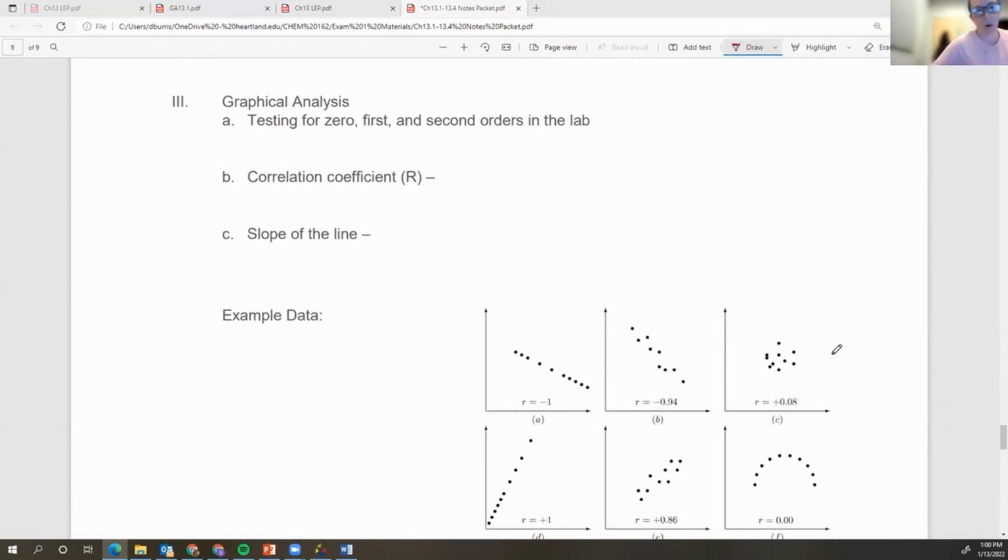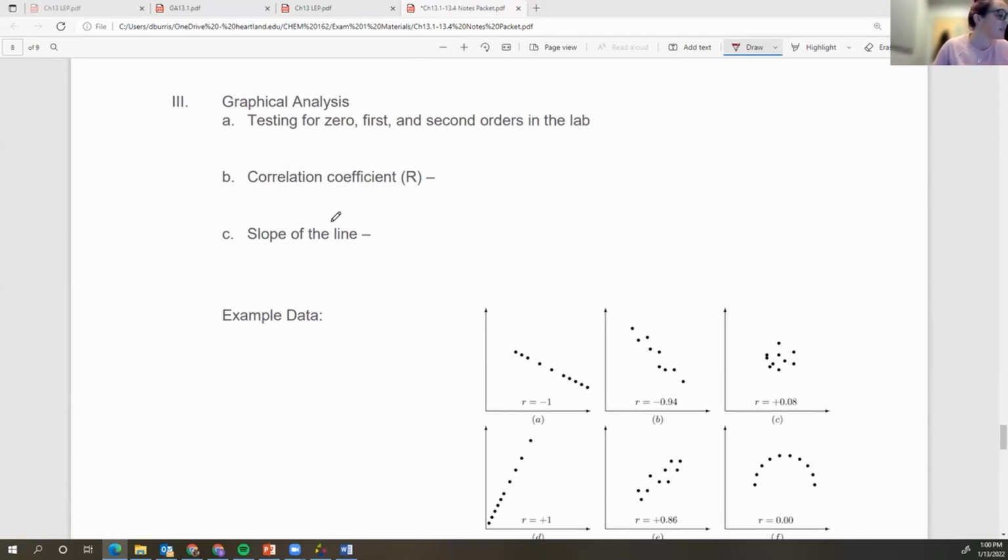Okay, on to graphing. This is going to be really important because this is what you're going to do in lab to determine what order something is. We talked about how they have a relationship that's either linear, natural log, or inverse. That's what we're looking for. What you're going to do is essentially graphical analysis. You're going to graph it and figure out which graph is best.